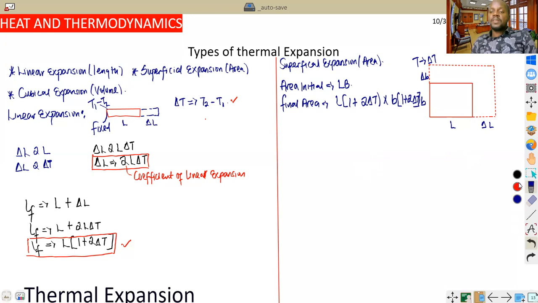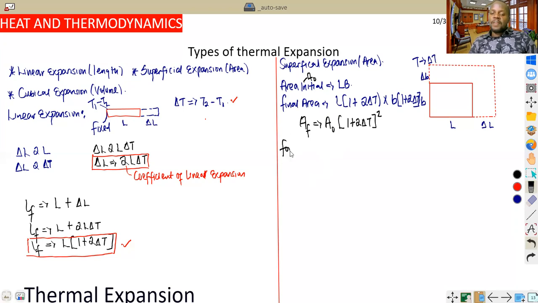So now from here, we can take it from there. The initial area is LB. We can write the final area as A final, which is L times B, and that is the initial area, which I'll take as A naught. So the initial area is A naught, and LB is here. We have A naught times open bracket 1 plus alpha delta T raised to power 2. You can see this times this is raised to power 2. Now, we need to understand something here.